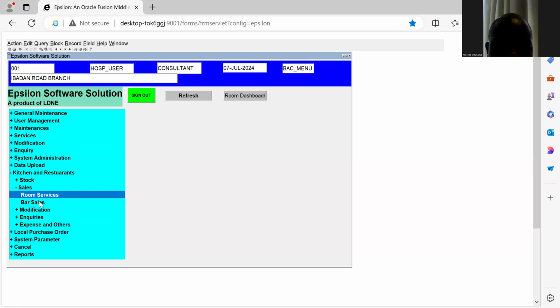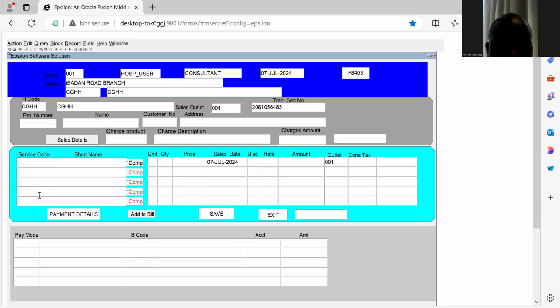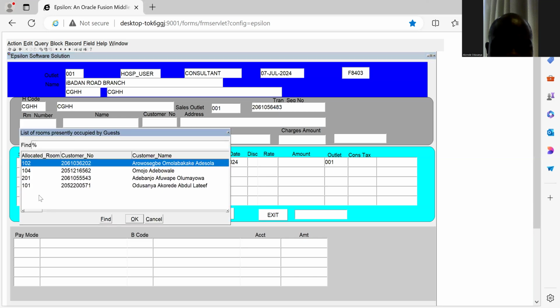And here you go to the bar to buy items there. Either food or drinks, we use bar sales. Let's first take care of room service. Let's say this person who just checked in is requesting products from our room service. So we look at the room number. The only thing that will happen there is that only rooms that are presently occupied will come up with the names of the people there. So whoever has ordered among those persons, we will go and serve.